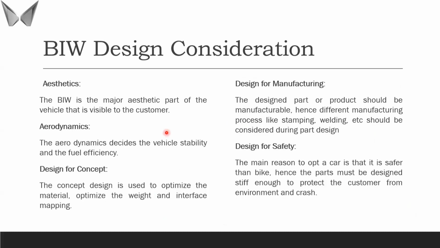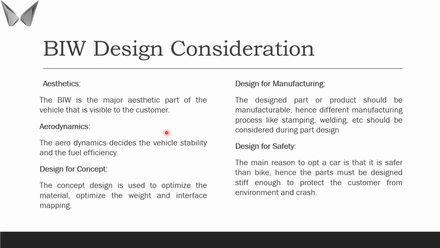So now, what are the design considerations we are supposed to take? There are 5 major design considerations which we'll have to take into account when we are designing an automotive body. First one will be the aesthetics. Second is the aerodynamics. Third is the design for concept, like what sort of concept we are designing the vehicle for. Next is design for manufacturing and design for safety.